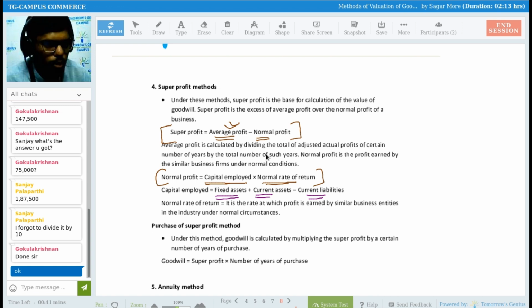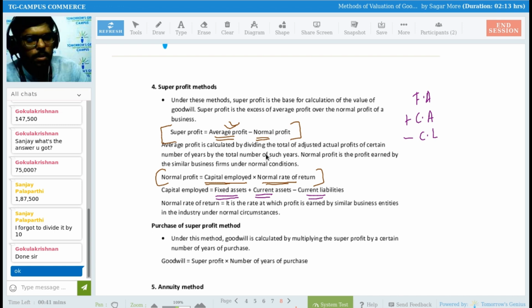For calculation of capital employed, what do I need to do? I need to consider fixed assets. I need to add current assets. I need to subtract current liabilities, right? So what is current liability? Bank overdraft is there that I need to repay, right? There are creditors that I need to repay, bills payable I need to repay, right? Those are nothing but amounts payable. That current liability I need to subtract.